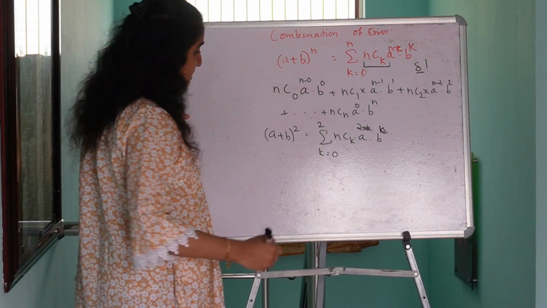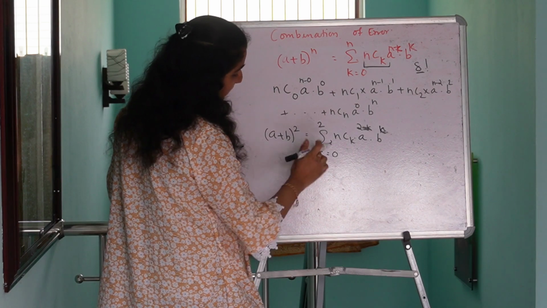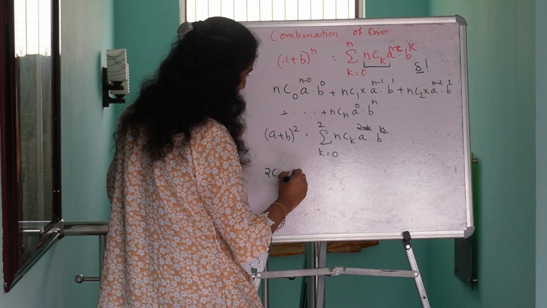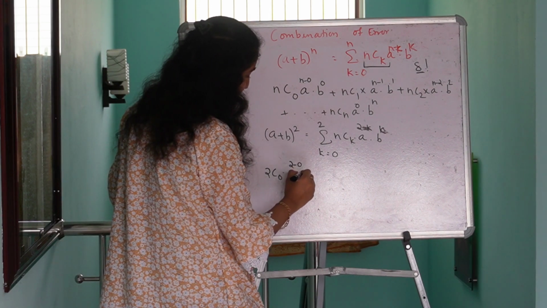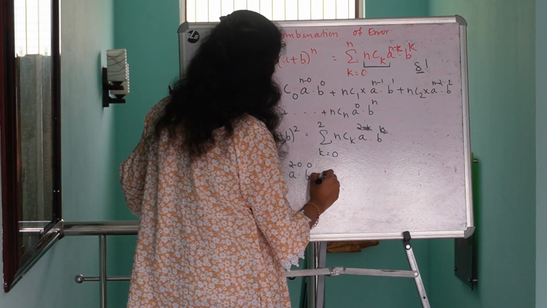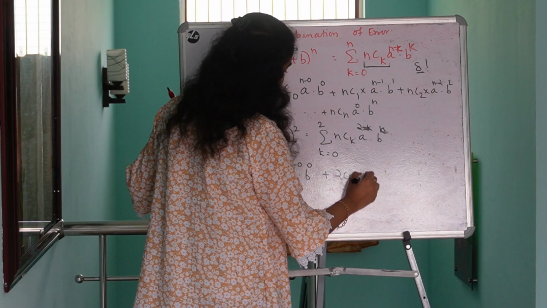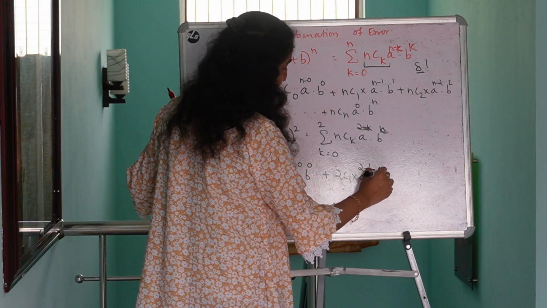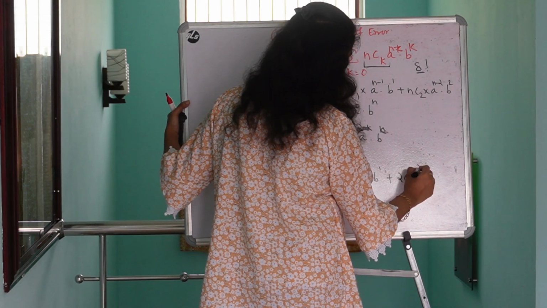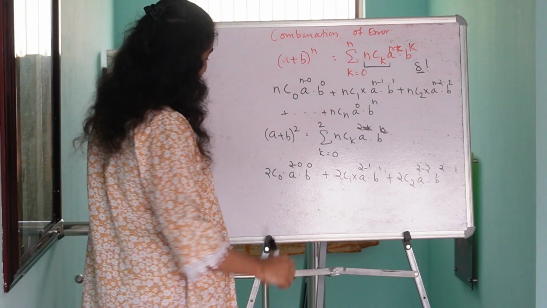Now I am going to expand this term. So the first value n, here the value of n is 2. So 2c0 a power 2 minus 0 into b power 0. So this is the first term. The next term is 2c1 into a power 2 minus 1 b power 1. The next one is 2c2 a power 2 minus 2 b square. Is it clear? Yes.